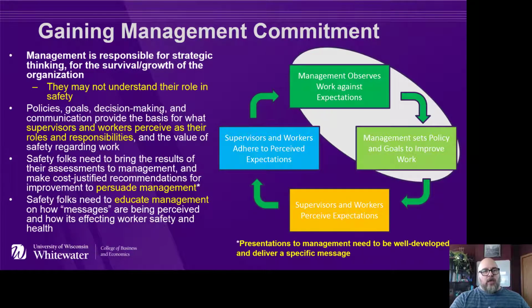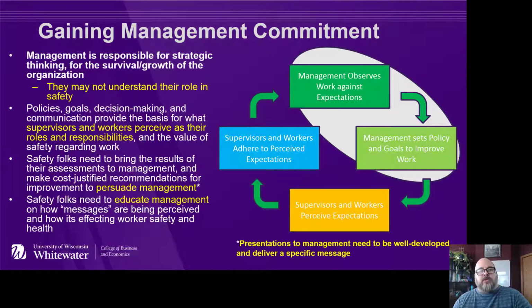We take what we learn from the workers and our assessments and the cost effectiveness of what we're going to recommend for solutions, and we educate management. They need to understand their role. They may think, well, if I just make rules, the workers will figure it out. If you ever hear anybody say safety is common sense, they're wrong. It's not. People behave based on common sense. So if somebody's getting hurt, that was their common sense. You misrepresented.